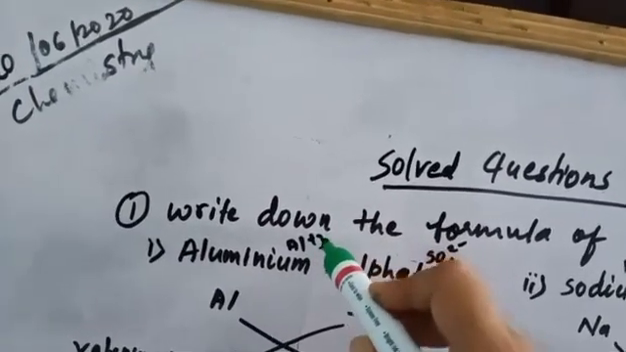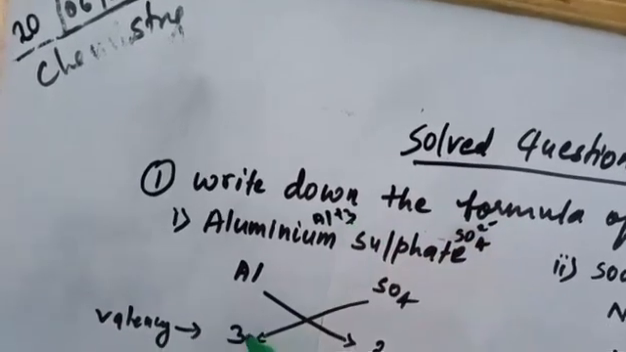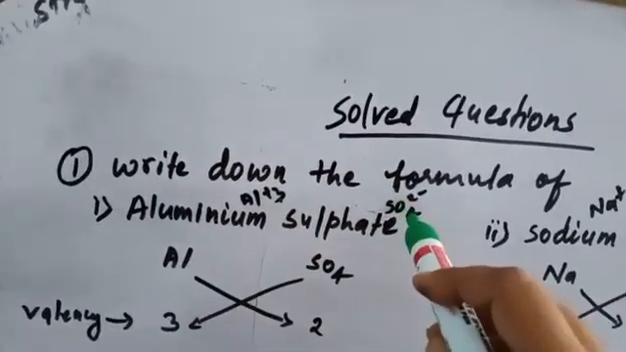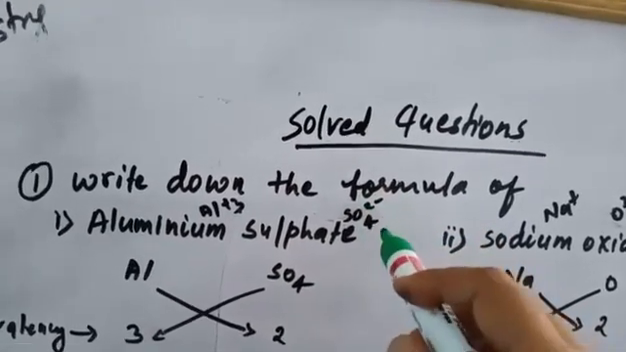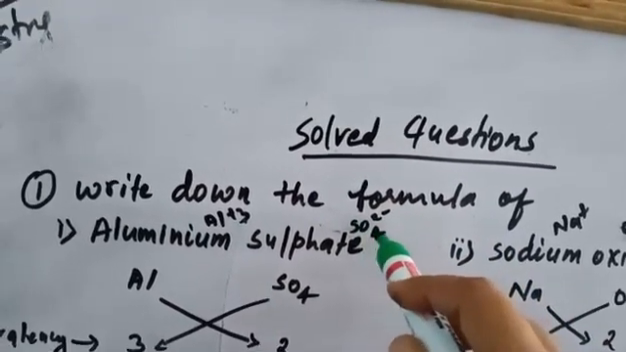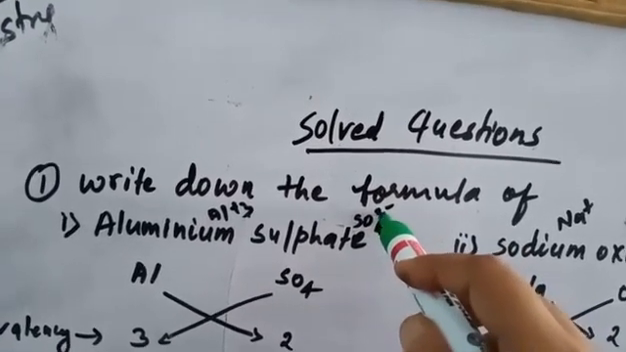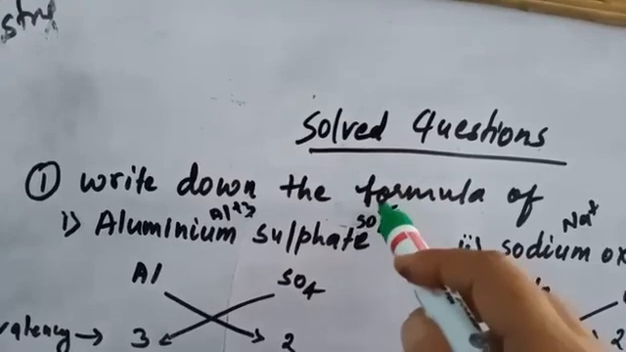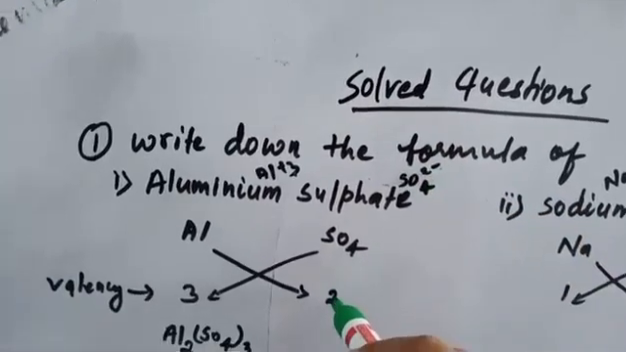So automatically the valency will be the number. How much is it? 3. So 3 will be the valency. Similarly, sulfate can be written as SO4 2 minus. So the overall charge on sulfate SO4 is 2 minus. Automatically the number of net charges will be its valency, so 2 will be the valency of sulfate.